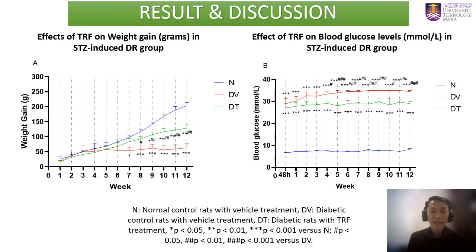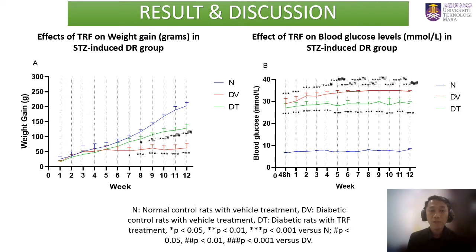Moving on to the results, for body weight gain, NR rats showed a constant increase throughout the treatment period. However, DV rats showed slower weight gain compared to N, which could be due to impaired metabolic activity. Interestingly, DT revealed a significant increment of body weight gain from week 9 until week 12.